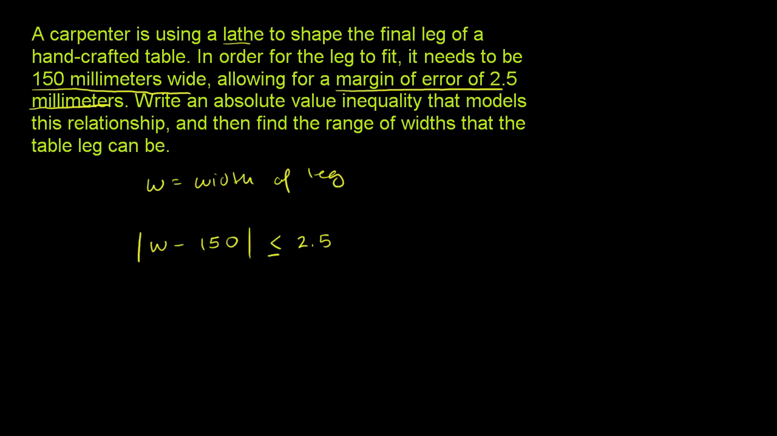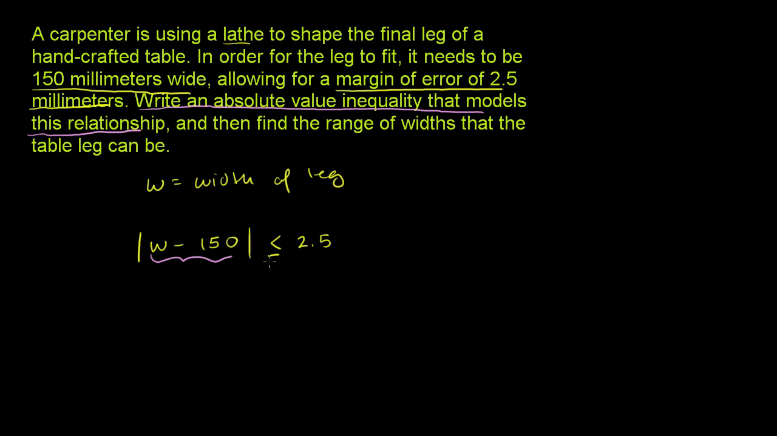We have written an absolute value inequality that models this relationship. And I really want you to understand this. All we're saying is, look, this right here is the difference between the actual width of our leg and 150. Now, we don't care if it's above or below. We just care about the absolute distance from 150, or the absolute value of that difference. So we took the absolute value. And that thing, the difference between W and 150, that absolute distance has to be less than 2.5.